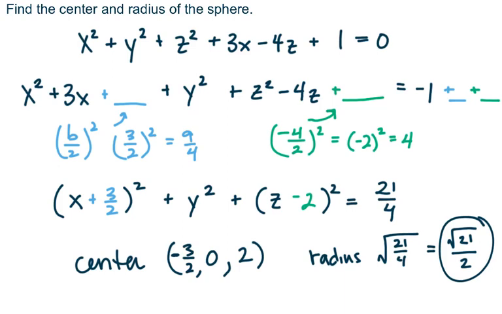So just to recap, we talked about the distance between 2 points in 3 space, as well as the equation of a sphere in 3 space.